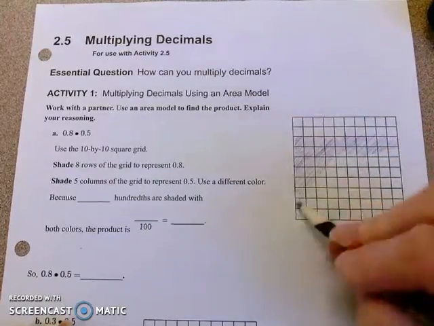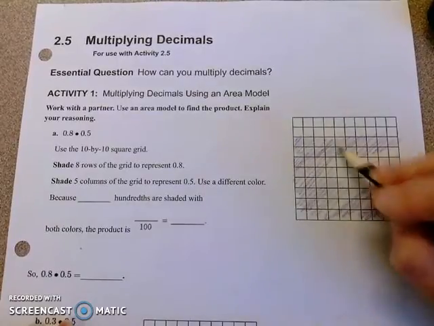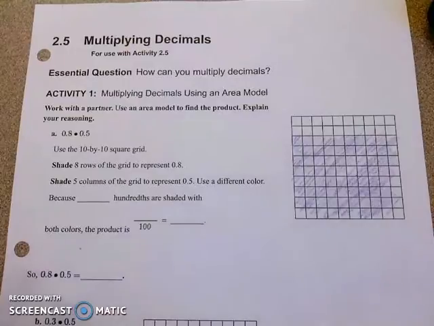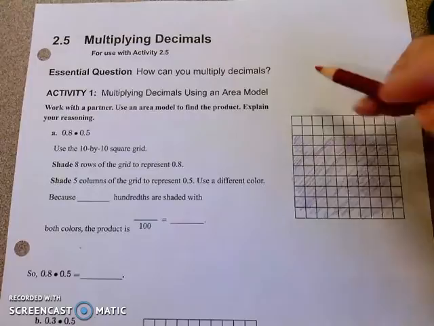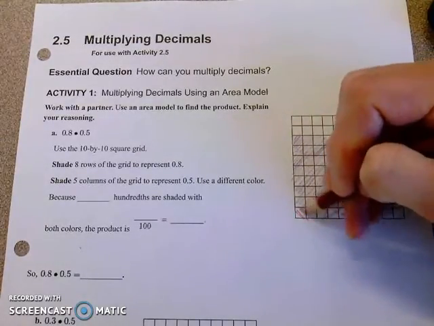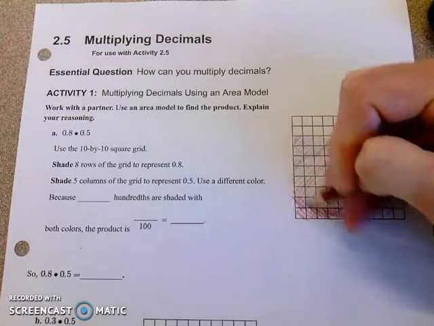You can use 2 different colors or a pen and a pencil or a highlighter, 2 different utensils, whatever you have on hand here. So that represents my 8 tenths. Then I'm going to shade in 5 tenths, a different color, to represent this factor. So now I'm going to shade in 5 of my columns. 1, 2, 3, 4, 5, and I'm going to shade it all the way up.